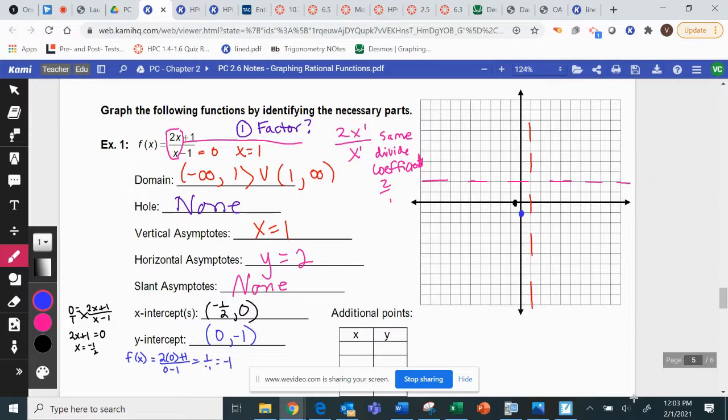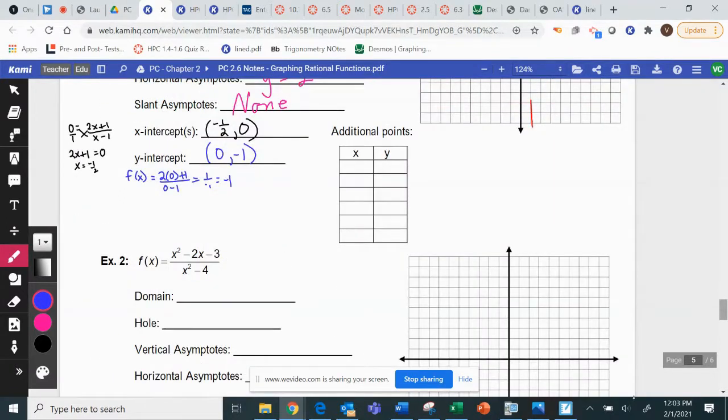Maybe a few people will pick different things. Everybody pick their own, and there are additional points you can fill in. Pick a number that is to the left of -0.5, and pick a number that is to the right of 1. Pick whatever you want.